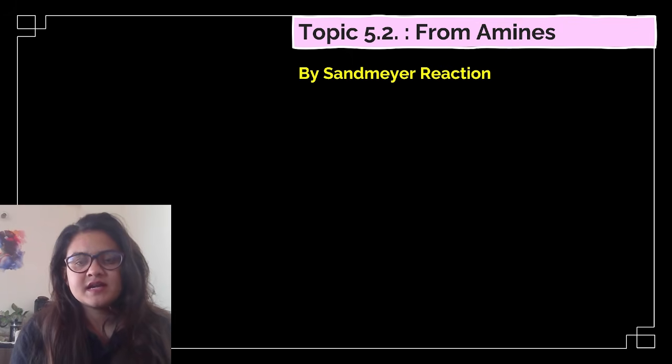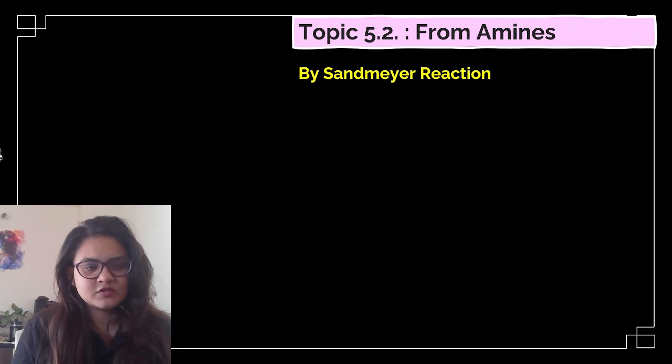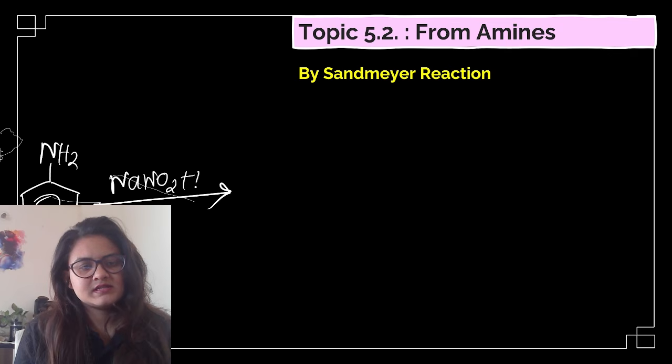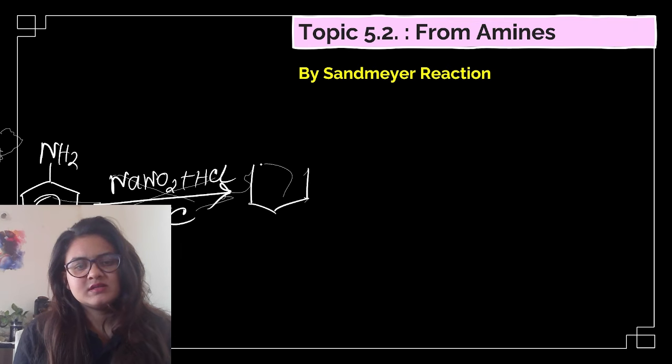Okay, let's proceed with the Sandmeyer's reaction. In Sandmeyer's reaction, we usually start from the benzene diazonium chloride. So I will just show you the preparation of the benzene diazonium chloride from the aniline. You can see I'm going to start with aniline. Aniline is treated with NaNO2 plus HCl. The temperature is kept between 0 to 5 degrees Celsius, and then it will give you the benzene diazonium chloride, that is N2+Cl-.